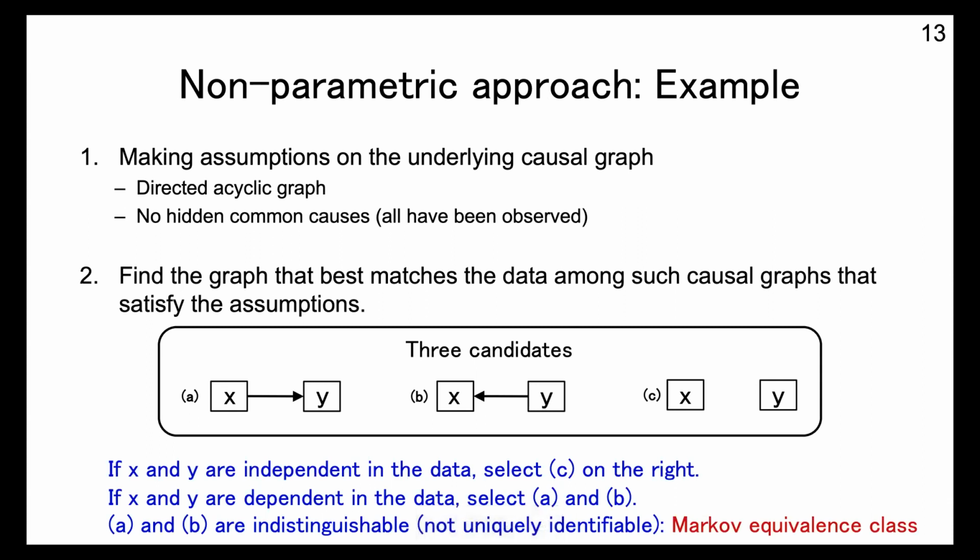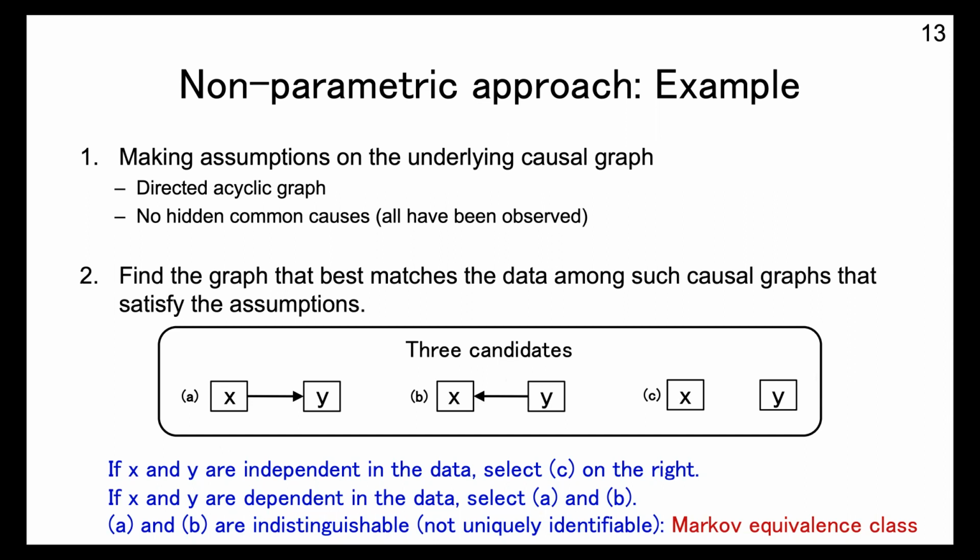Then we collect some data, and if X and Y are independent in the data, we choose graph C on the right, because in graphs A and B, X and Y are not independent, but only in graph C, they are independent. On the other hand, if X and Y are not independent in the data, we choose graphs A and B, and we don't take C.